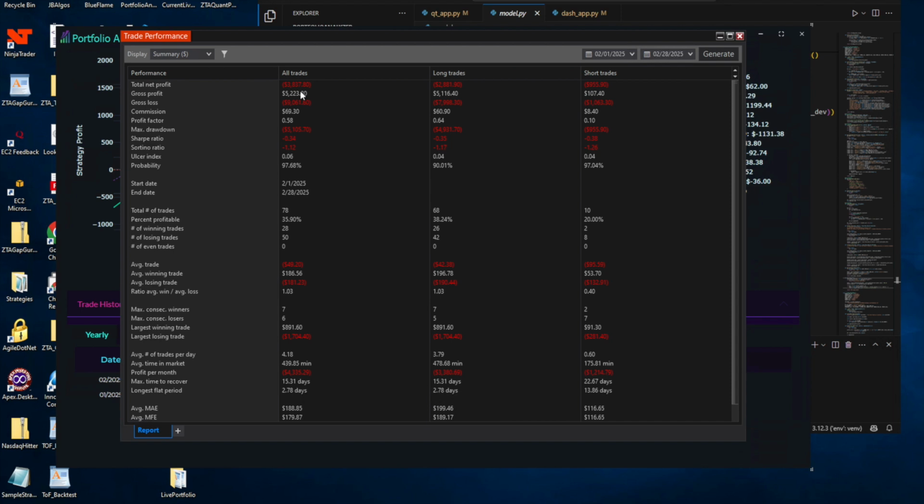So let's walk through a few of these stats really quickly. Again, you can see that the total net loss was a little over 3,800 bucks. The drawdown this past month has been high. It's been over 5 grand.